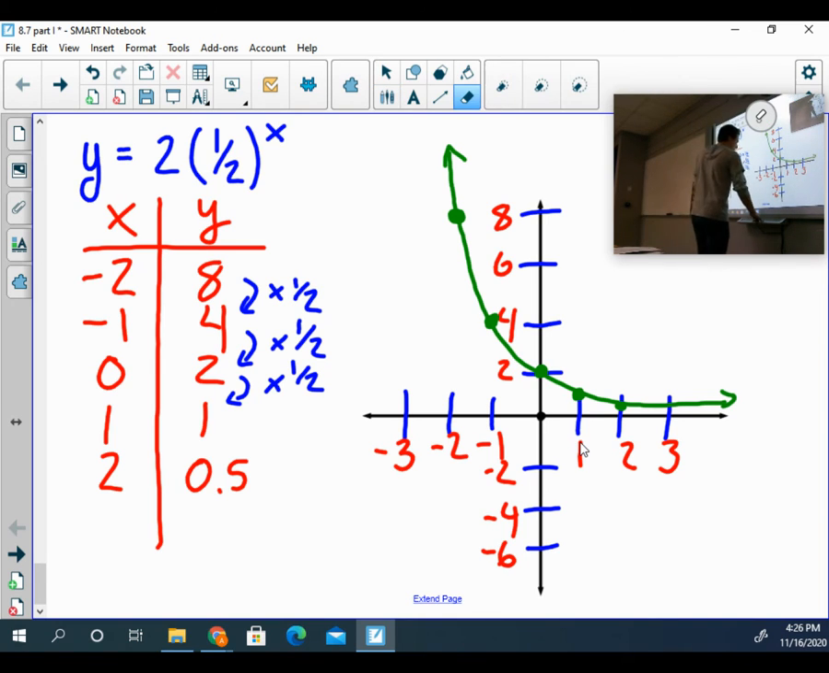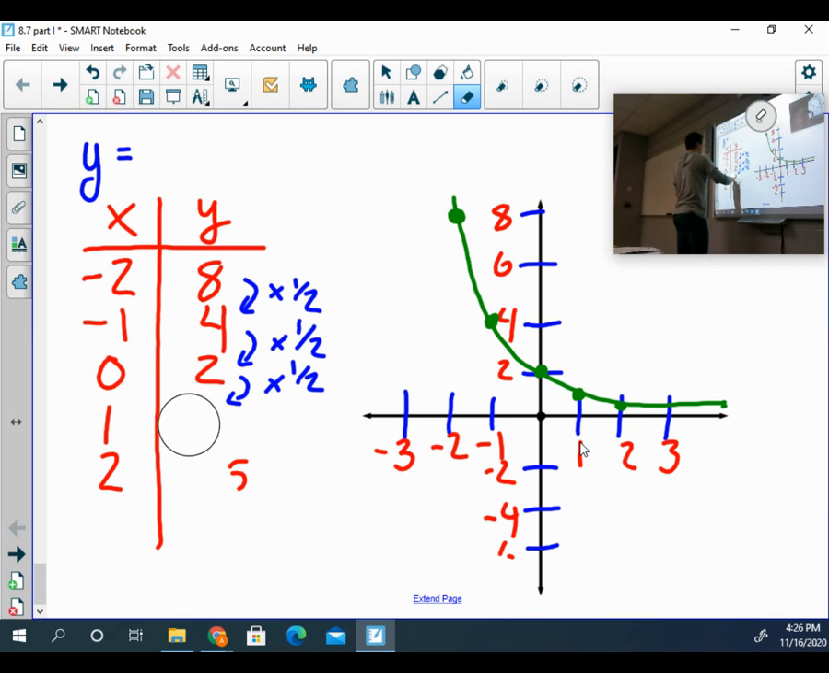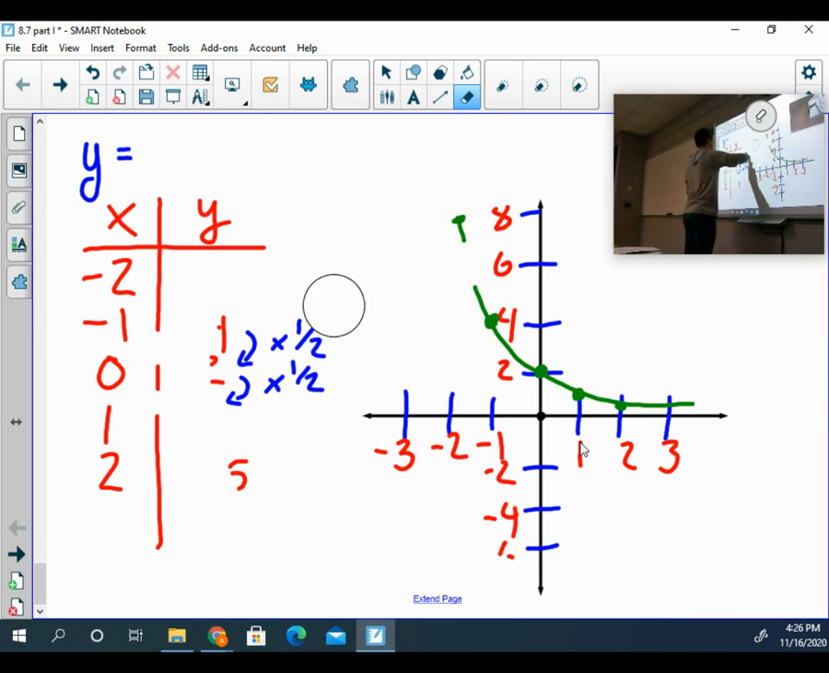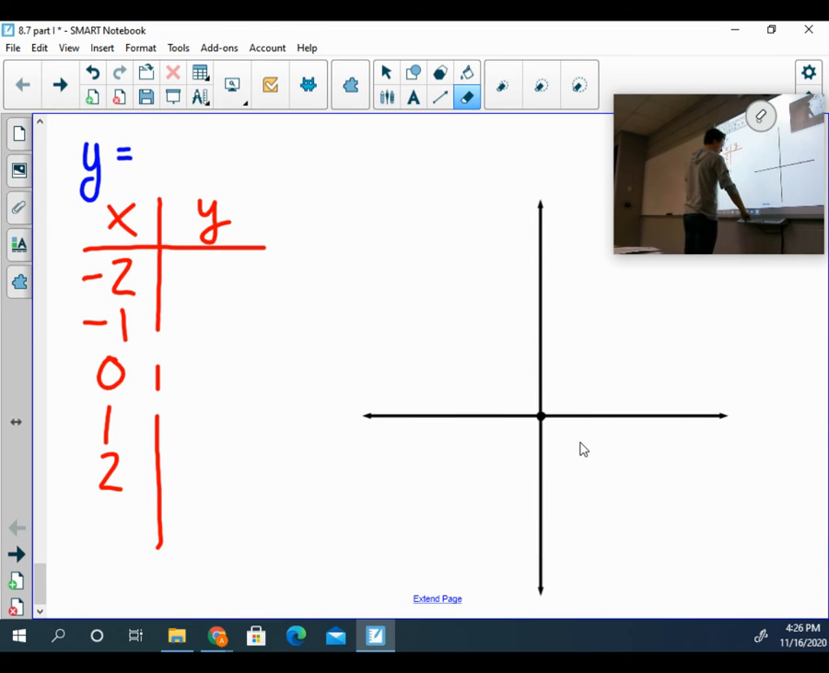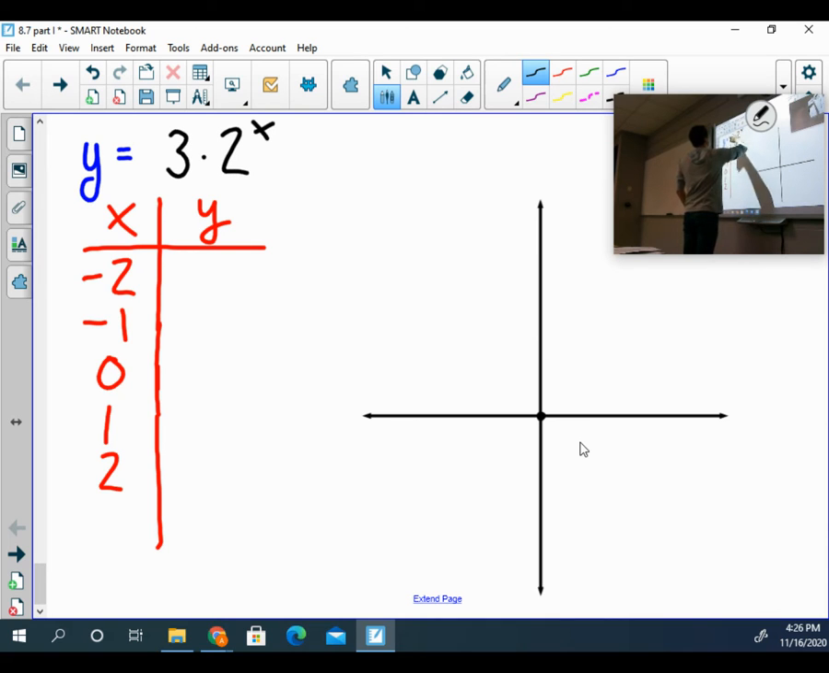Okay, let's try another example. But I want you to do this more on your own. I'm going to give you the exponential function. See if you can do the whole thing by yourself. Your exponential function is 3 times 2 to the x. See if you can figure it out on your own.